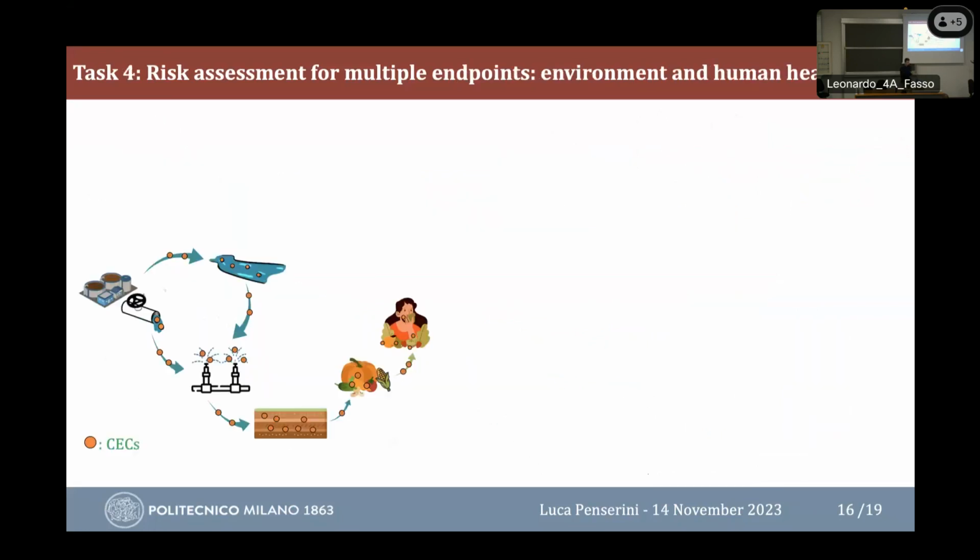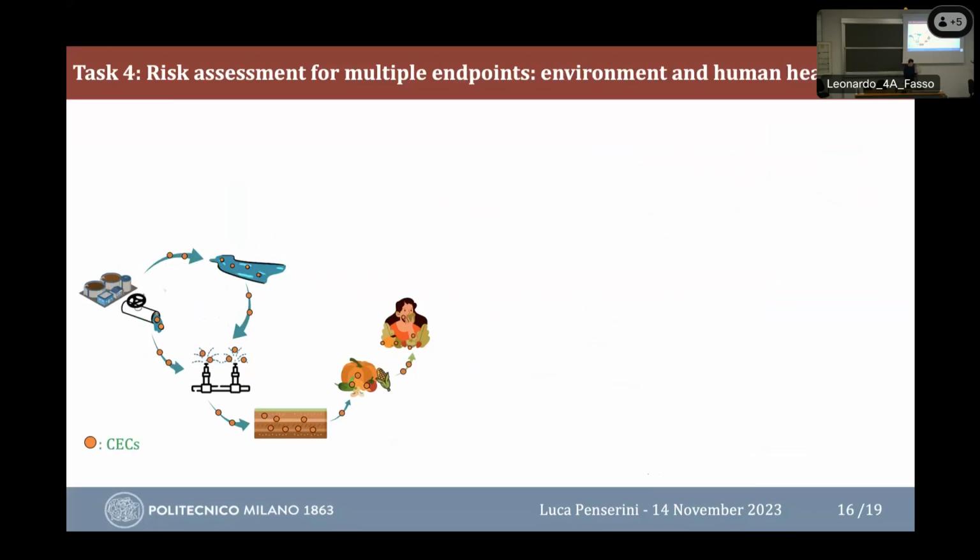So talking about contaminants of emerging concern, this is again the scheme that I presented at the beginning. We see that the orange dots are the contaminants of emerging concern, and they can spread all around the system.